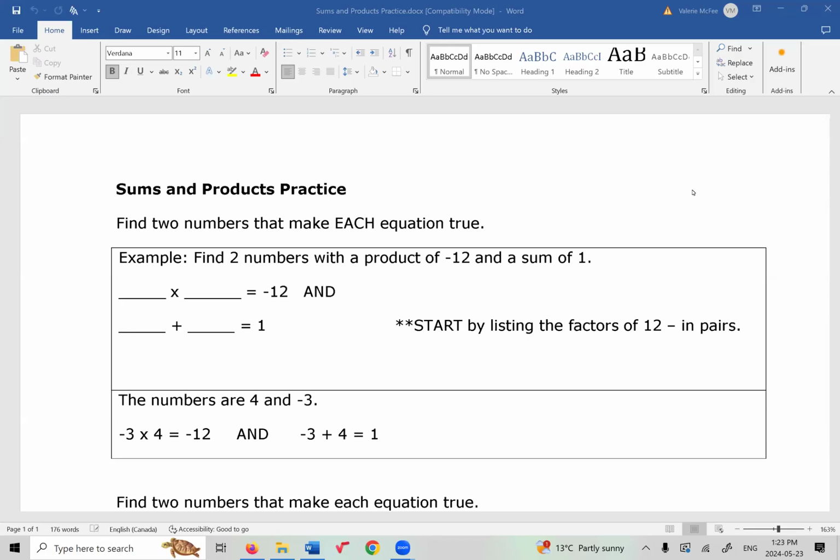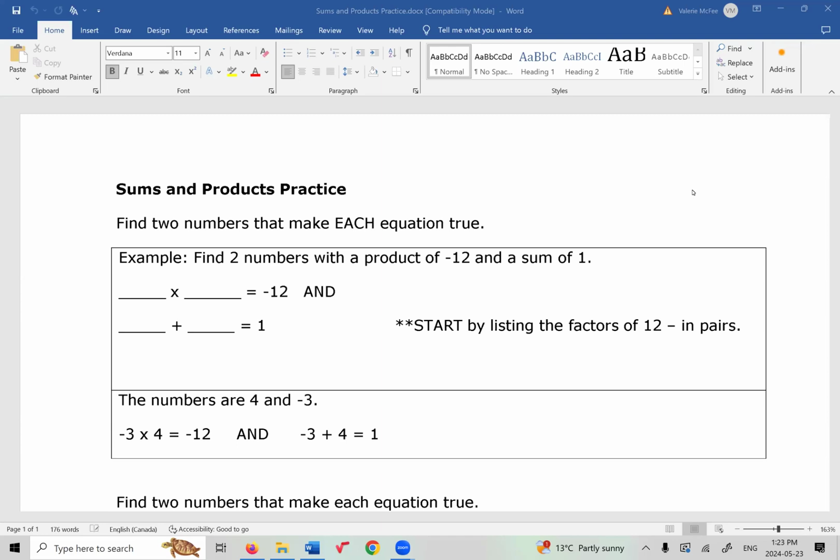In this video, we want to talk about sums and products. These are going to be especially important in week 4 or 5 when we start learning how to factor quadratic trinomials. If you know how to find sums and products quickly and easily, then the process of factoring is going to be much easier for you.